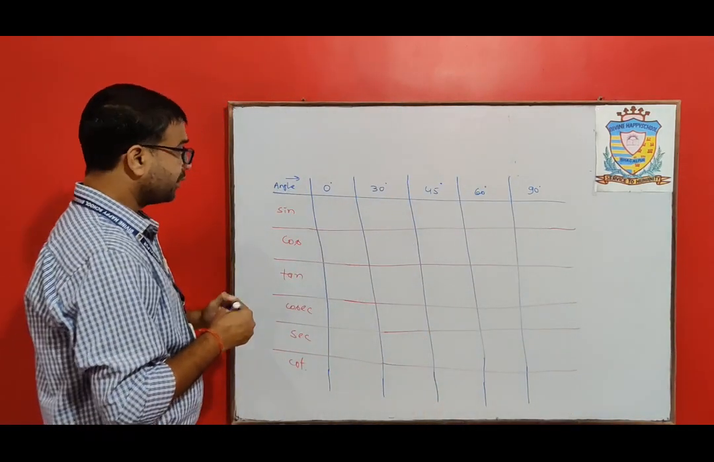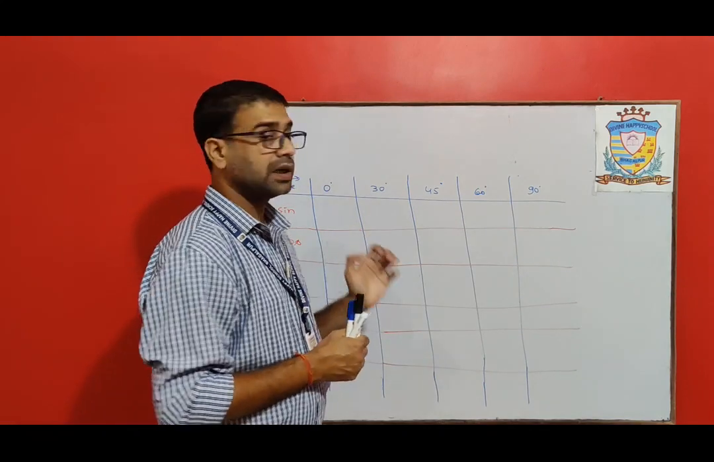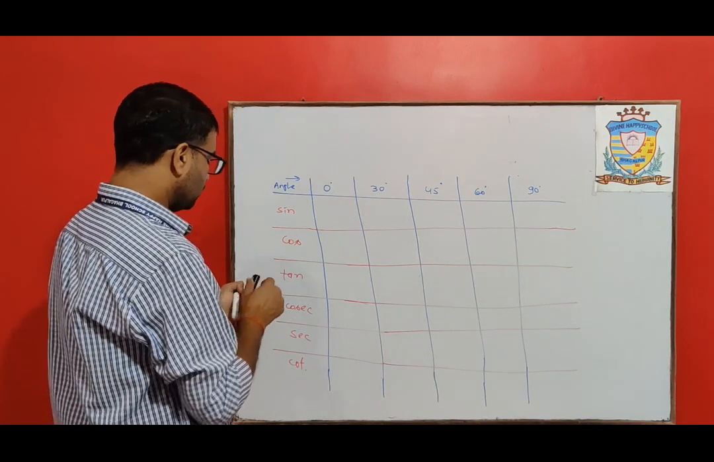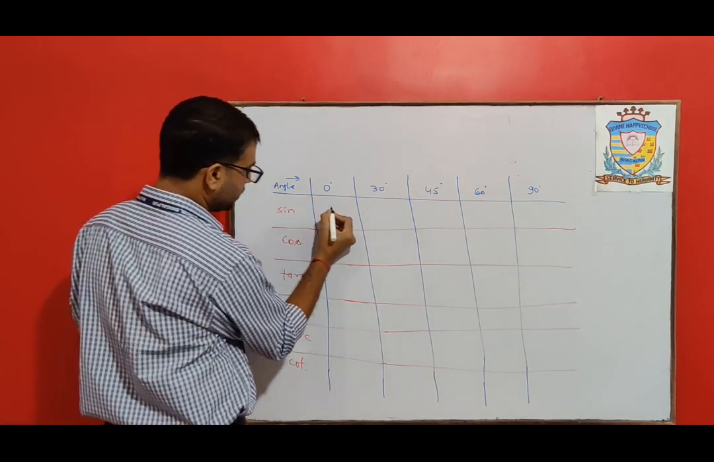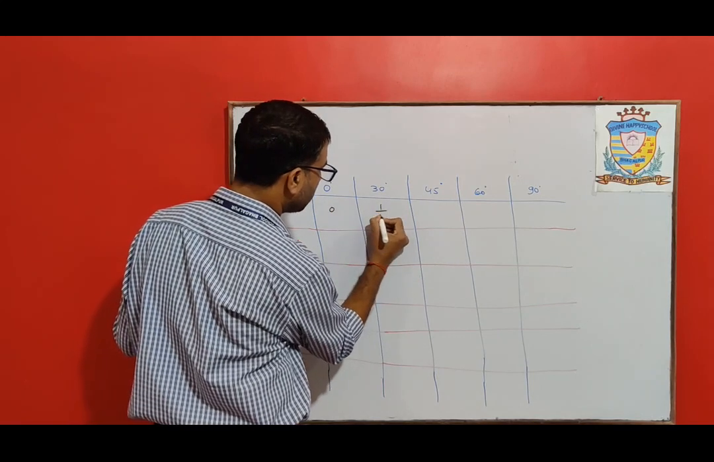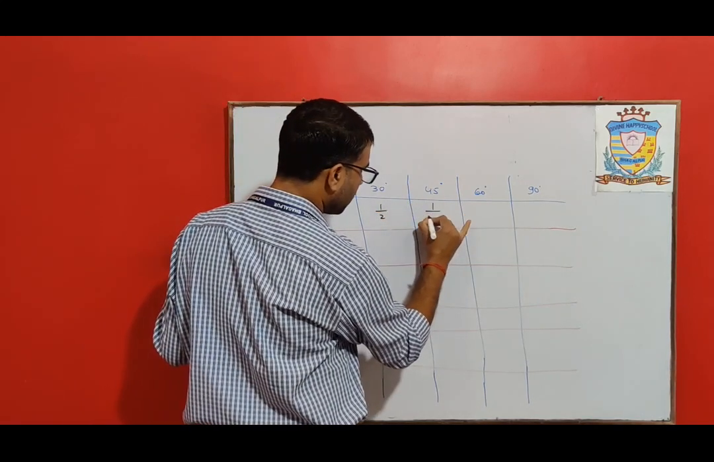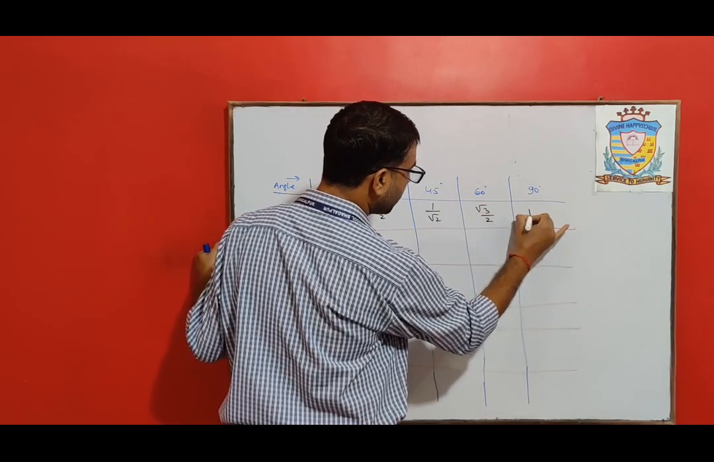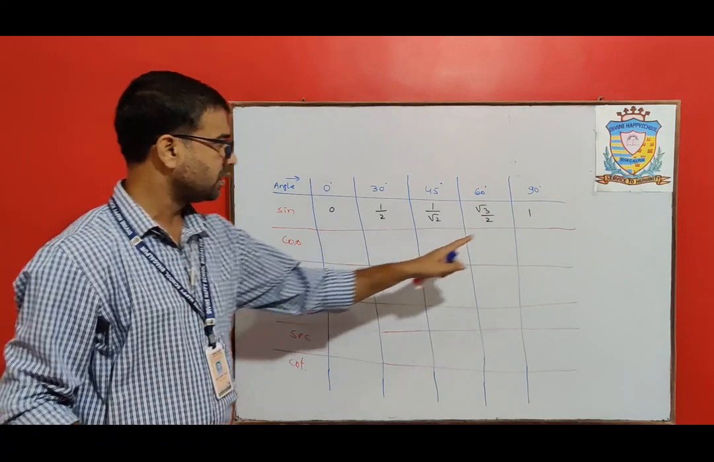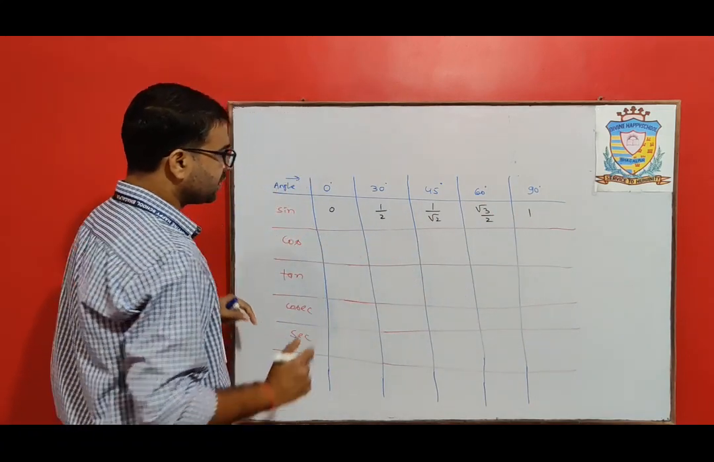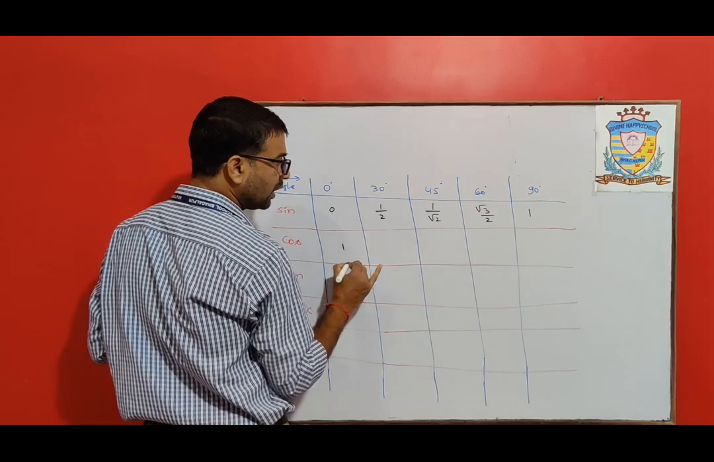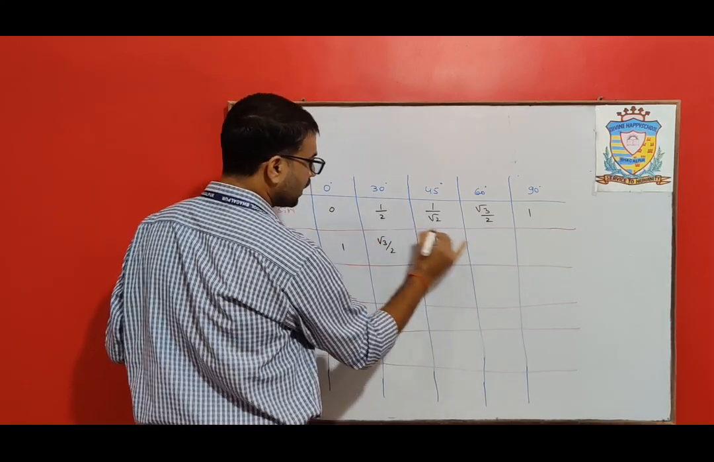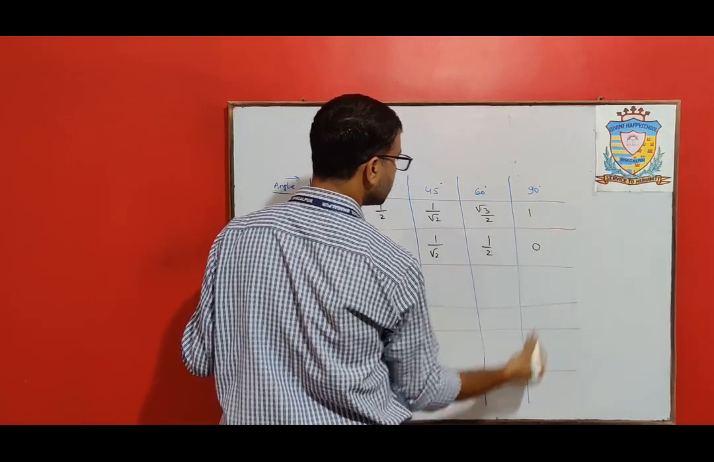Okay, so what we have to remember is only the value of sine theta, the rest we will find with the help of formula. So the value of sine 0 degree is 0, for 30 it is 1 by 2, for 45 it is 1 by root 2, for 60 it is root 3 by 2 and for 90 it is 1. Now for cos, start from here with the same values. So the first value will be 1. Next is root 3 by 2, next is 1 upon root 2, next is 1 by 2 and 0.